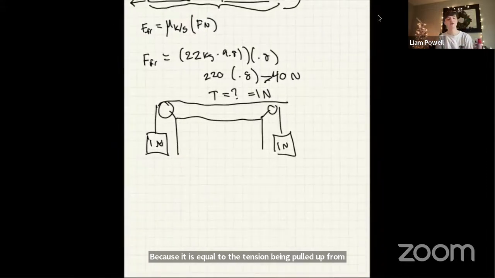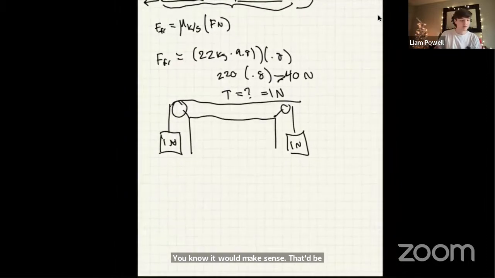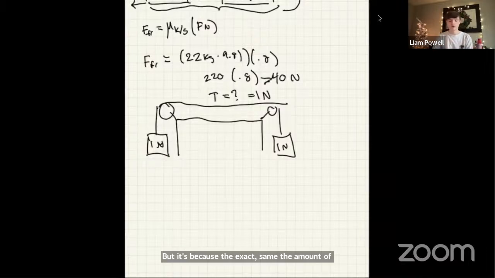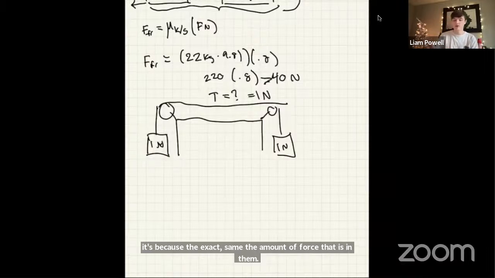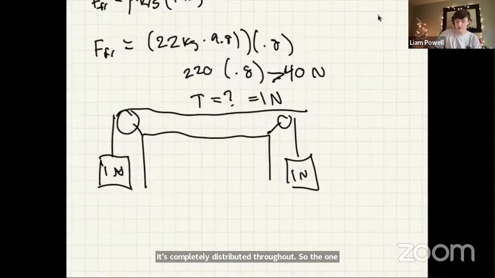because it is equal to the tension being pulled up from either side. It would make sense that it would be 2 newtons because it's pulling the entire thing, but it's because they're the exact same. The amount of force that is in them is completely distributed throughout. So the 1 Newton of tension is on either side, but it's equal right here. So we can kind of draw on those lines, if that helps you think about it.